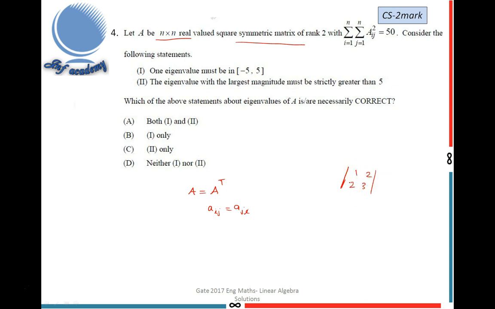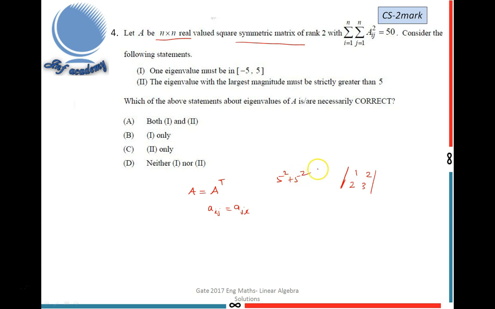And one more condition is given, that is sigma i equal to 1 to n, sigma j equal to 1 to n, aij square equal to 50. So here two elements separately, 5 square plus 5 square equal to 50. By using these two conditions, real valued square symmetric matrix of rank 2 and the sigma condition equal to 50, you have to say all the elements in matrix A are within the interval minus 5, 5.